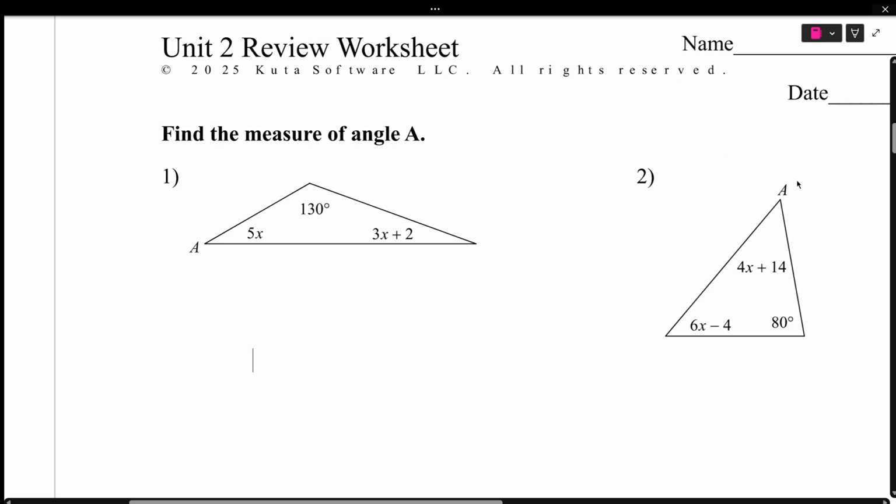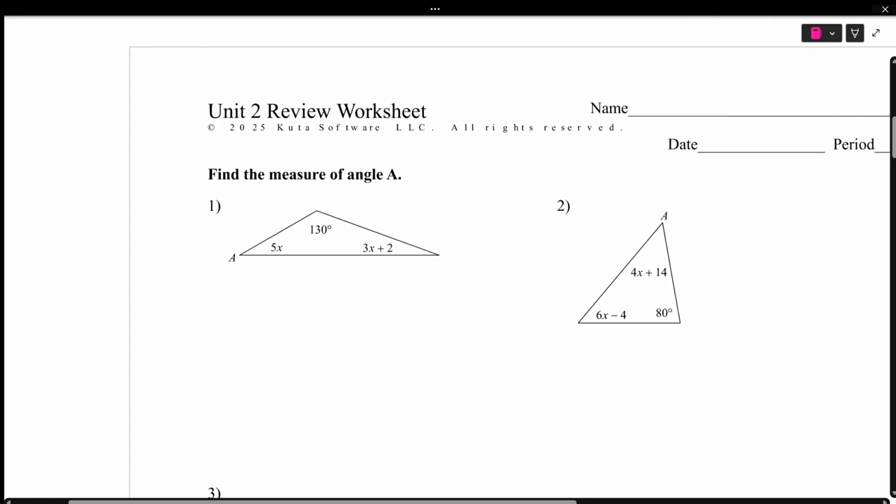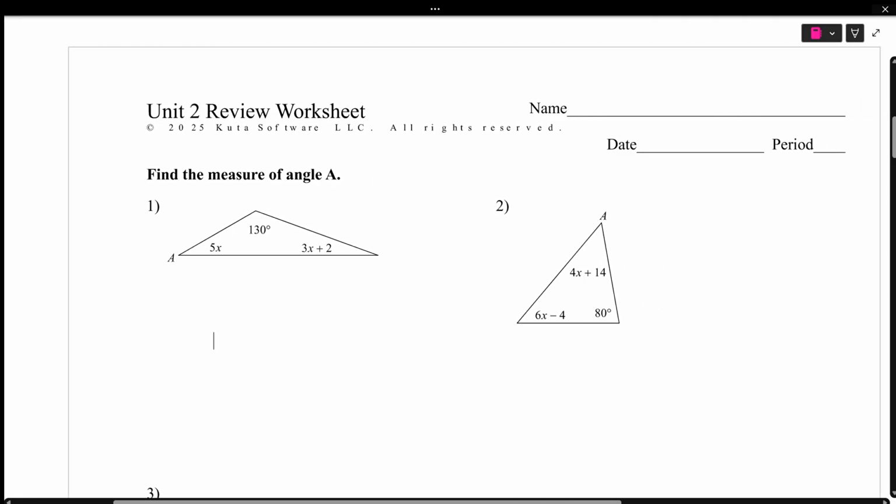Here's a review video on the worksheet that we've been doing in class. Just in case you're at home and you don't know how to solve some of these problems, you can watch this video to help you out.